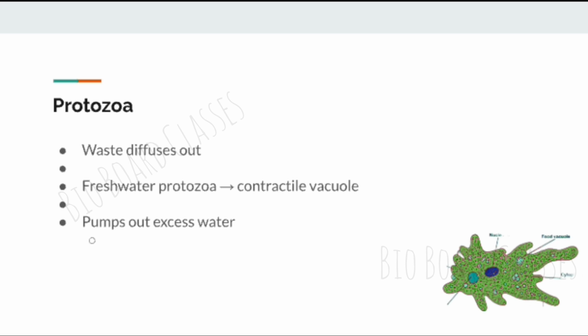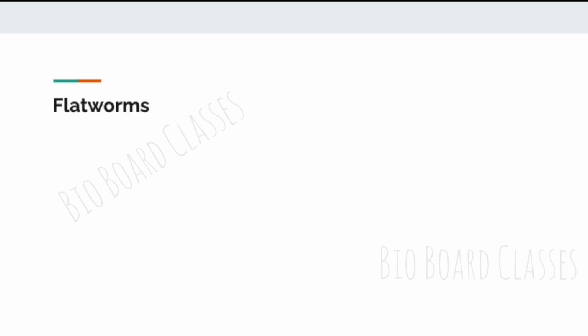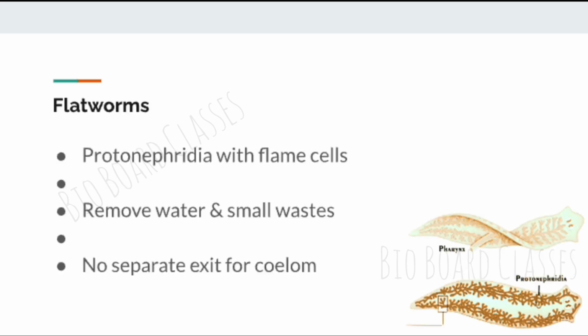This is where the first excretory organ appears. Flatworms, such as planaria, use a system called protonephridia. These are networks of tubules with specialized flame cells that drive fluid out. They remove excess water and small wastes, but lack a separate exit for the coelom. This system was simple. In segmented worms, evolution took a step further with metanephridia.